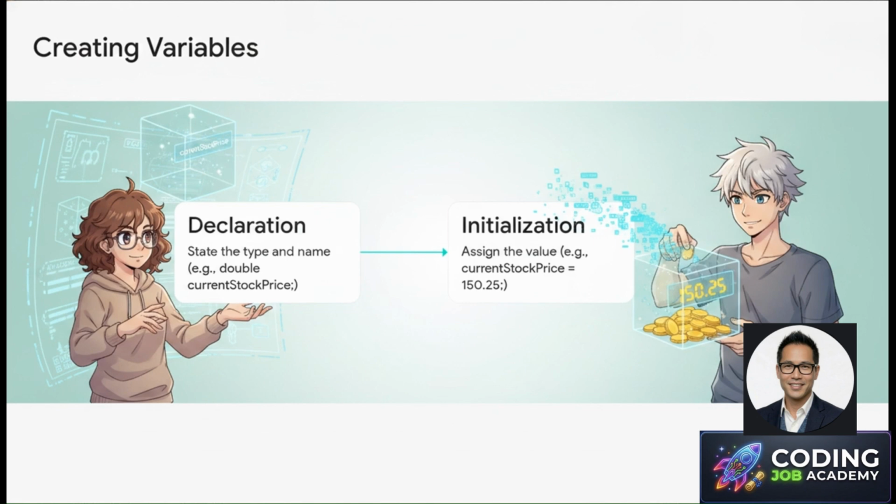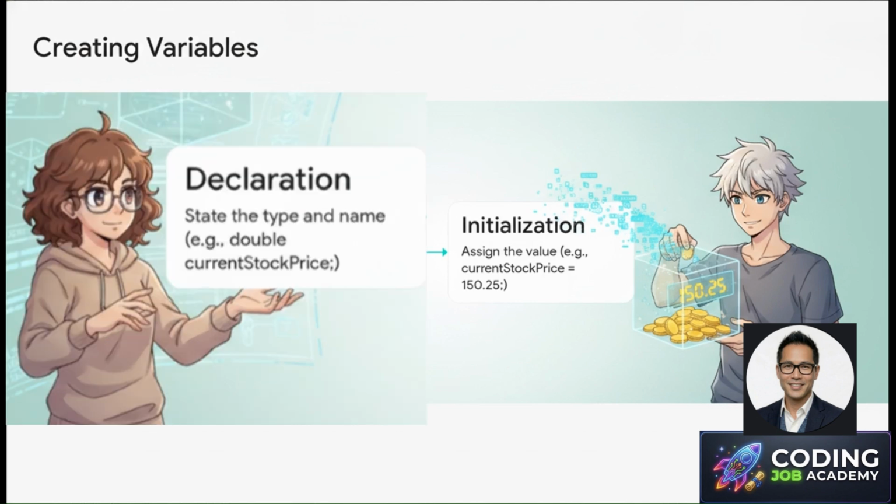Creating these variables in your Java code is a strict two-step process. Declaration. Step 1 is to declare the Java variable. This is where you set the type and the name of the variable. For example, writing double currentStockPrice followed by a semicolon. This essentially tells the computer to build the physical variable memory box to store the value.